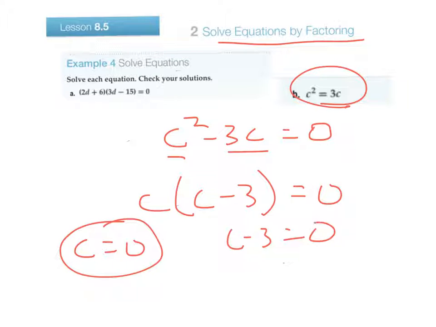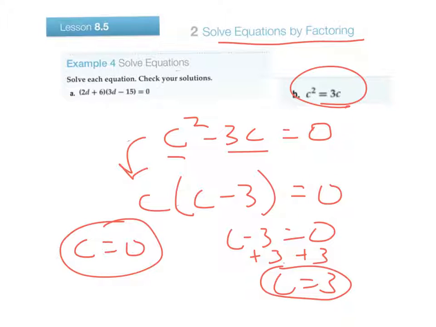And to do that, I'm going to add 3 to both sides. And so I have c equals 3. So there's my answers. But I had to go through the process of factoring. And then I can solve. If you look at the first problem, you can always solve a problem when it's already in factored form.